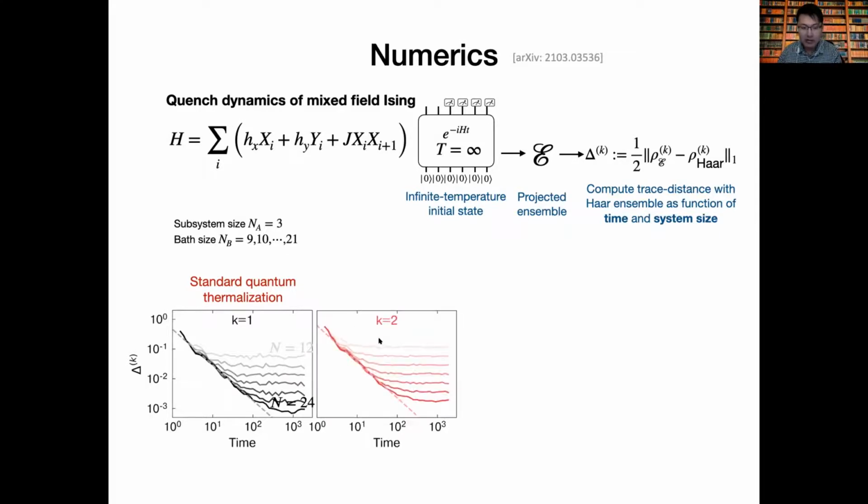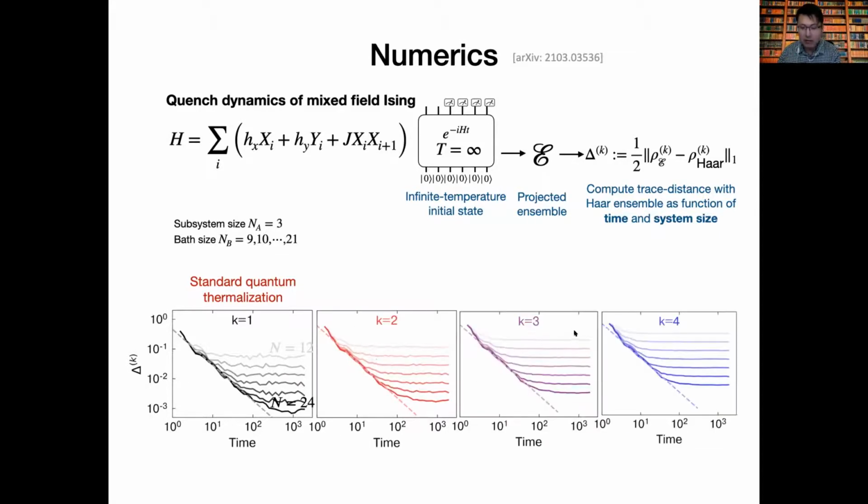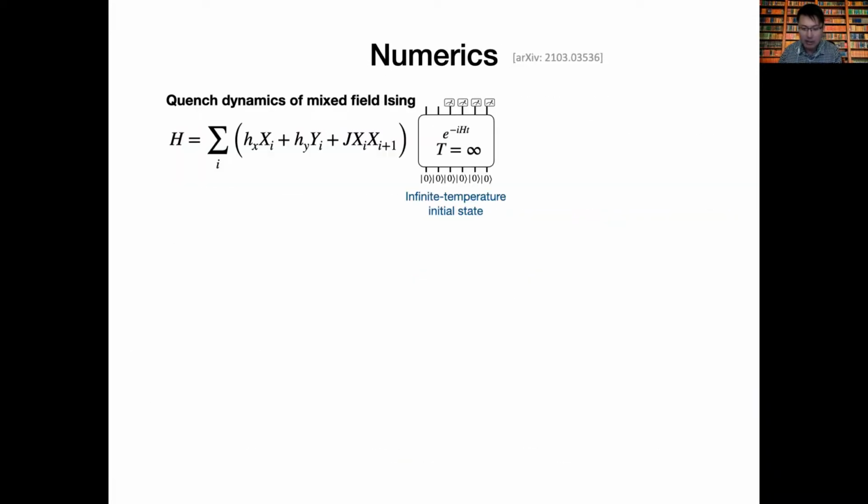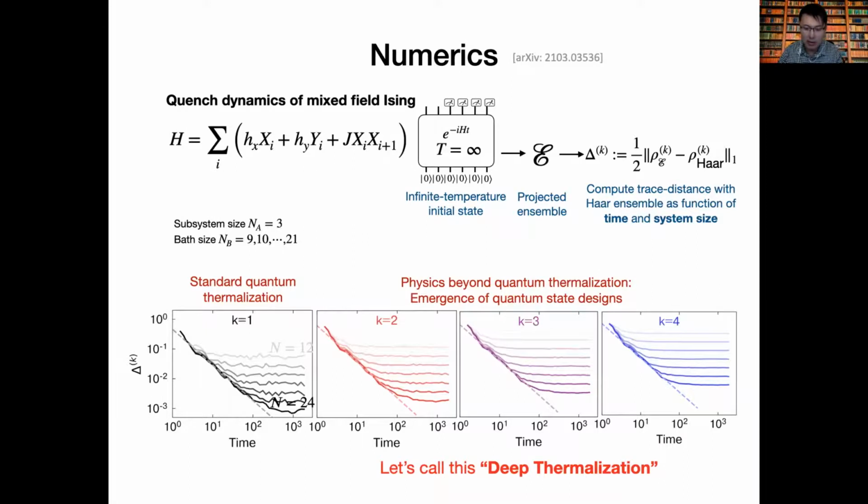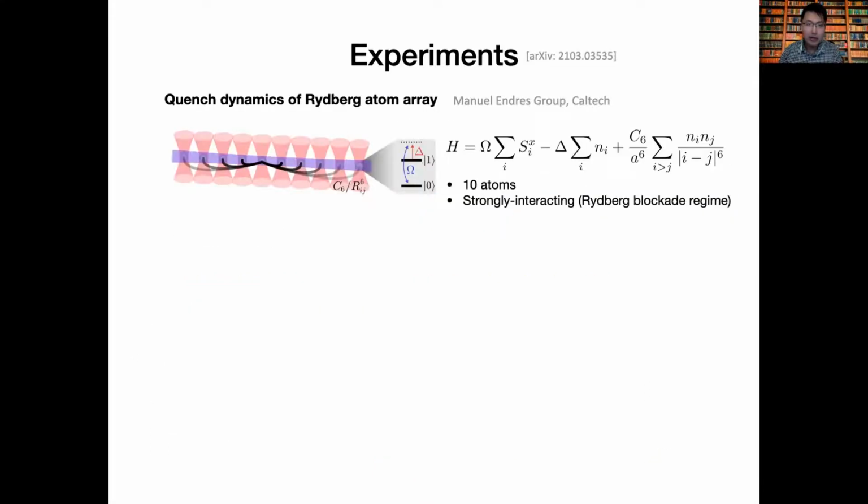So qualitatively, they see very similar things, similar curves, also for 3 and 4. And these curves represent that there's physics that goes beyond quantum thermalization, in which the ensemble of states that you get from subregion A is becoming more and more uniformly distributed in Hilbert space, or it represents the emergence of quantum state designs. And if you want to give it a fancy name, we can call this deep thermalization, because this is implying that there is thermalization not only at the level of local observables, but at the level of the wave function on the subsystem itself. So here, let me now describe some experiments.